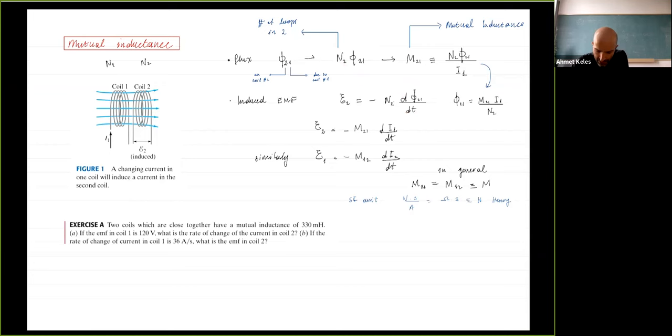Now I want to substitute into this equation the flux which we just calculated, and take the derivative. M is a geometric quantity that doesn't change with time in general. N is the number of loops, which doesn't change. The only thing that can change with time is the current. So you have to have an alternating current to have a non-zero effect for this setup. Then what you have is something like this. The induced EMF in the second loop is minus the mutual inductance times di1 dt.